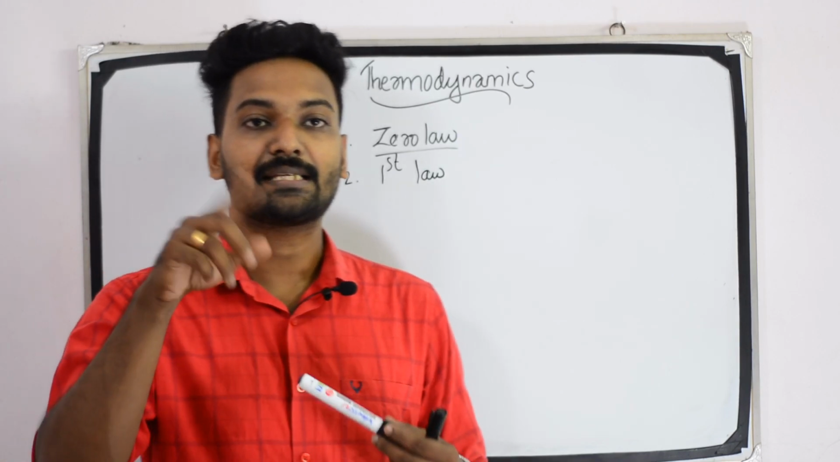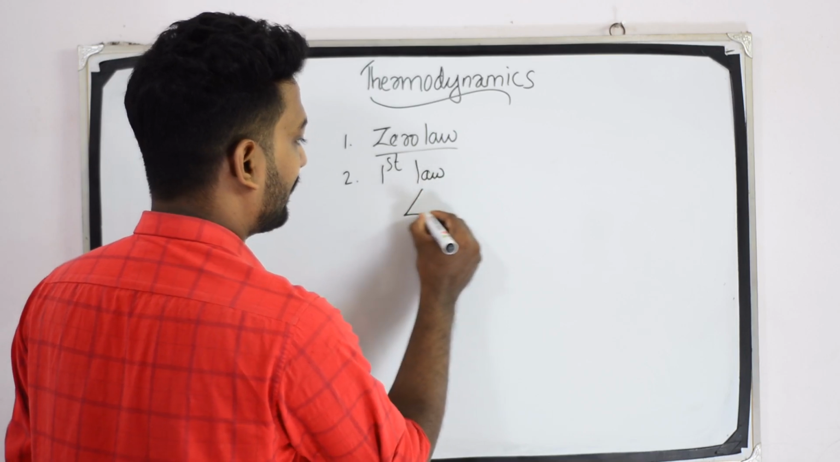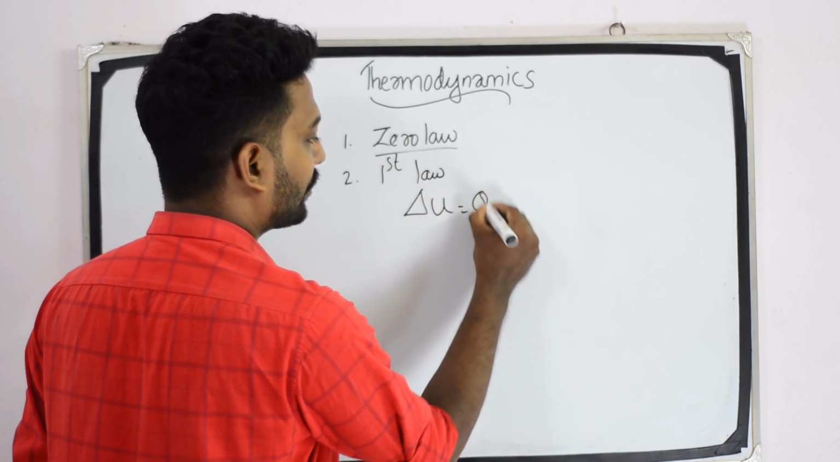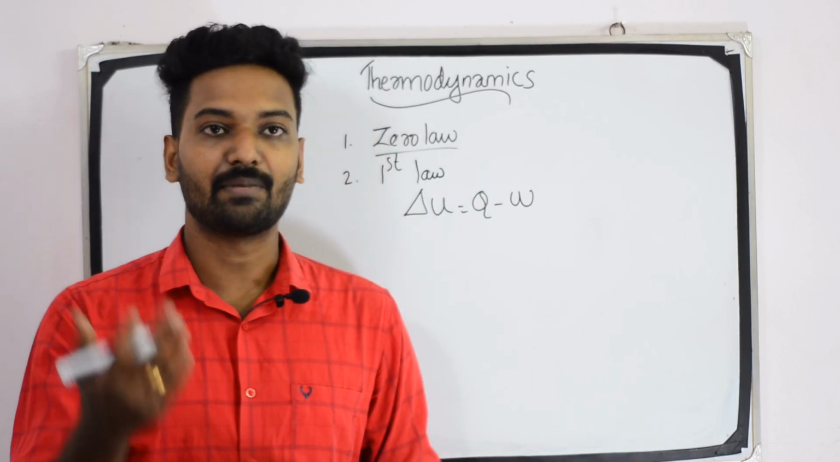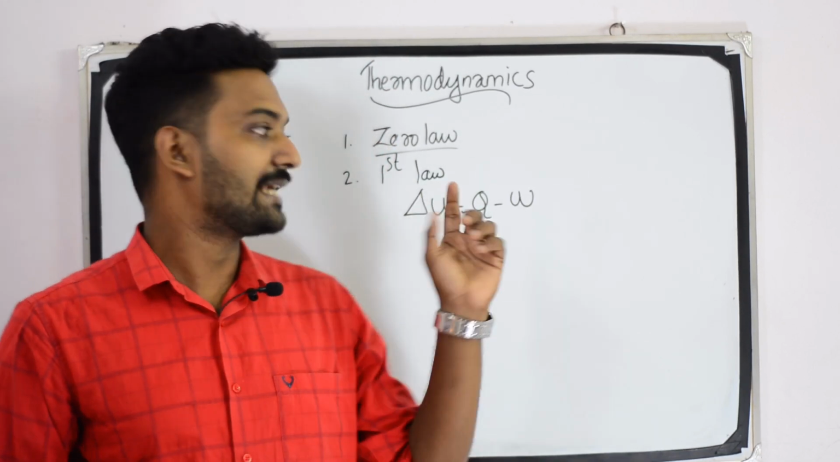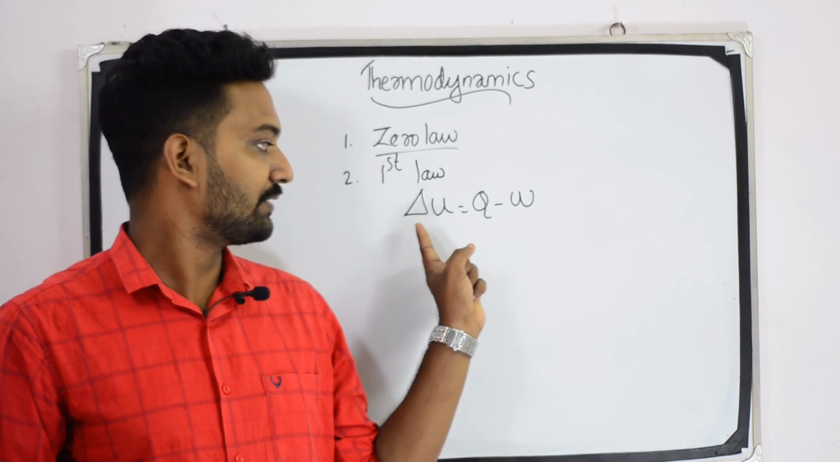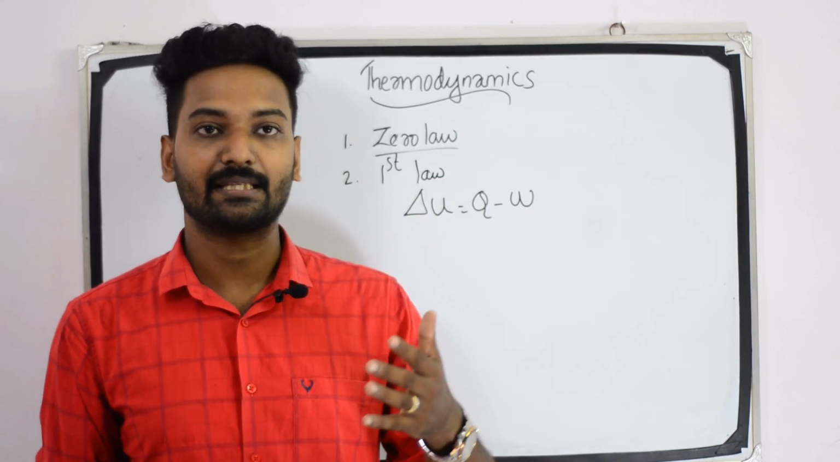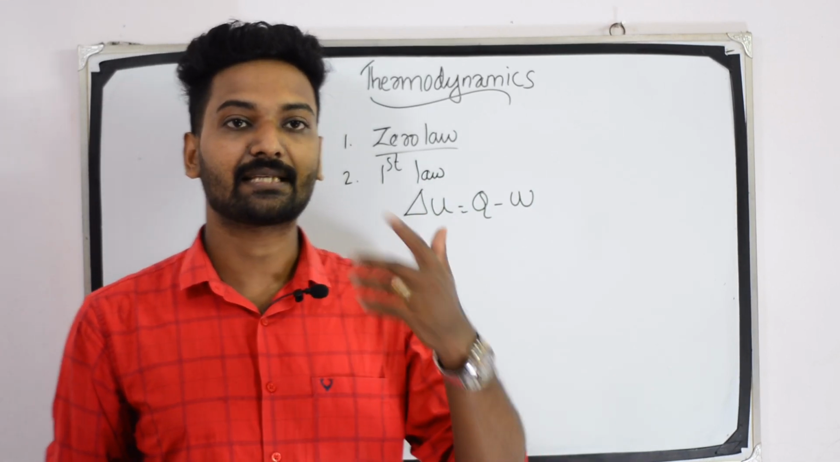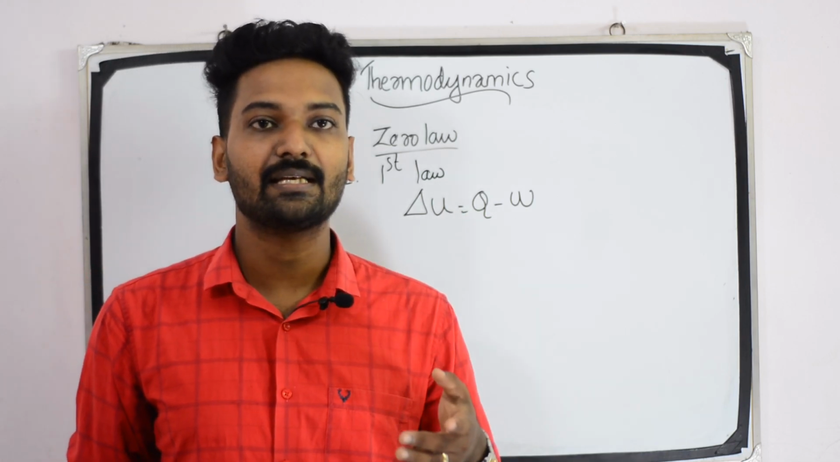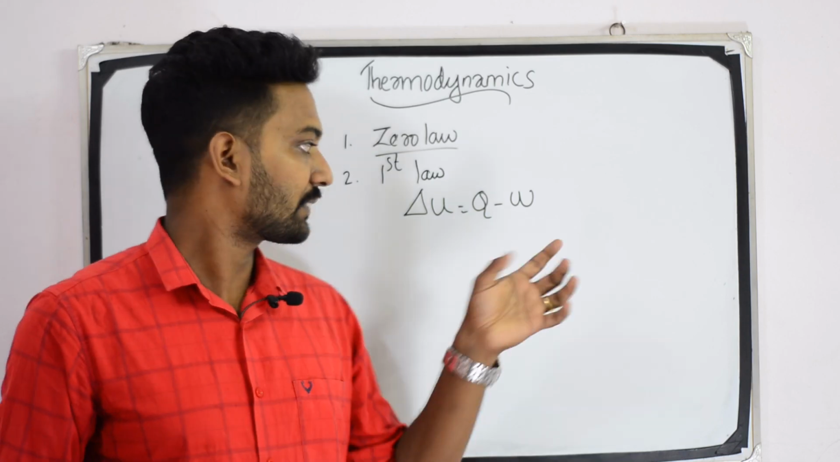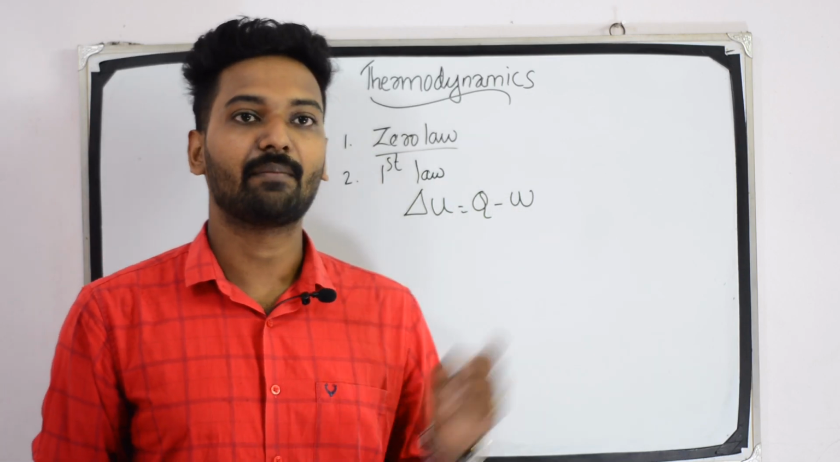So delta U is equal to Q minus W, where delta U is the change in internal energy, Q is the energy gained as heat, and W is the thermodynamic work.